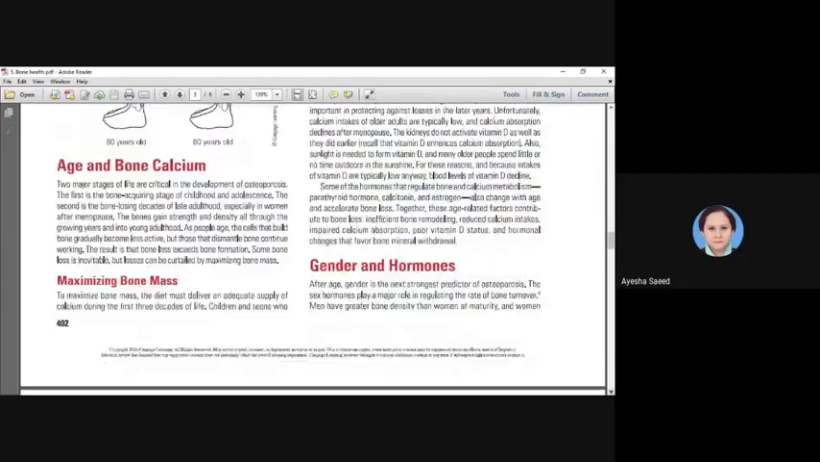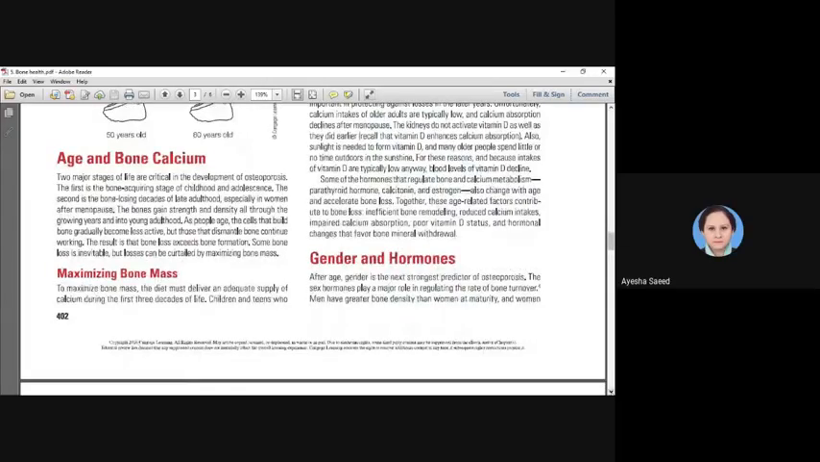Age and bone calcium. Two major stages of life are critical in the development of osteoporosis. The first is the bone acquiring stage of childhood and adolescence. The second is the bone losing decades of late adulthood, especially in women after menopause. After menopause means that after their periods have stopped.